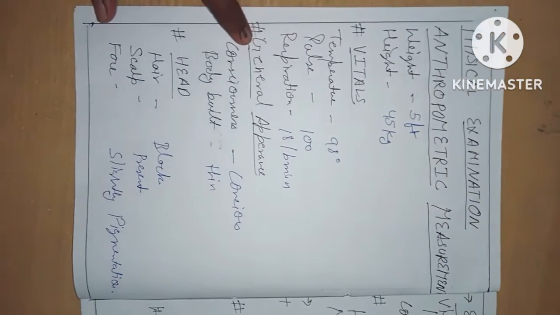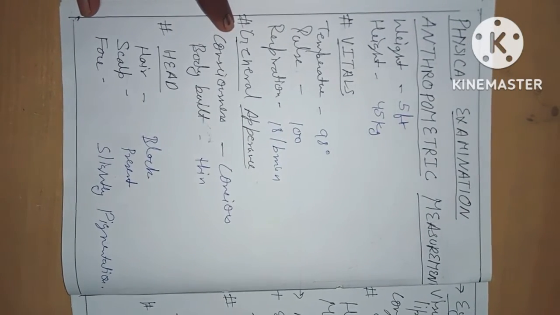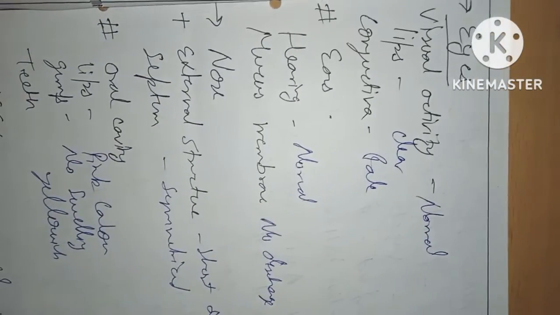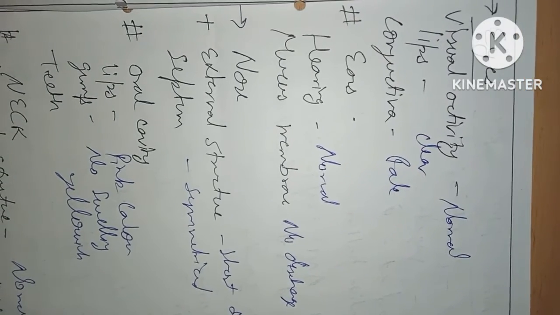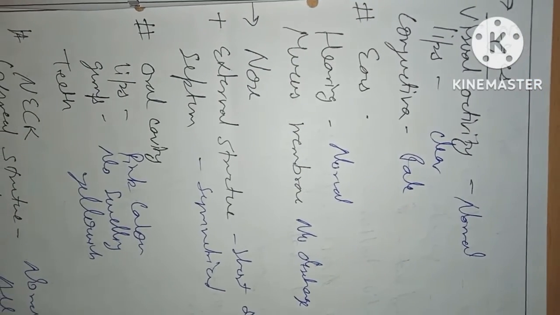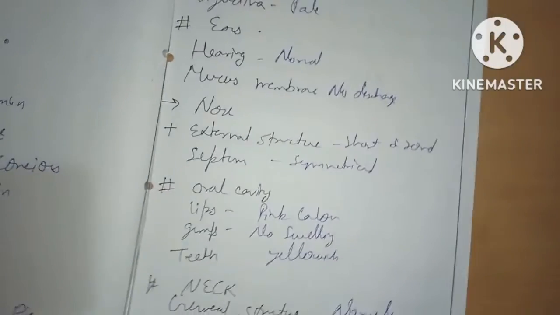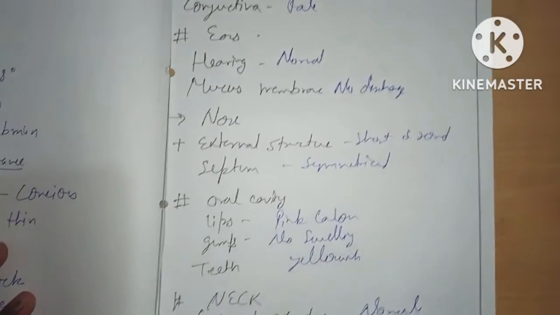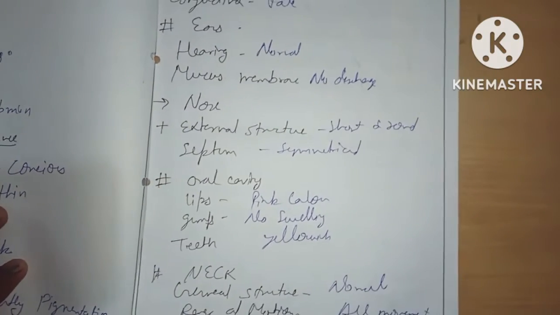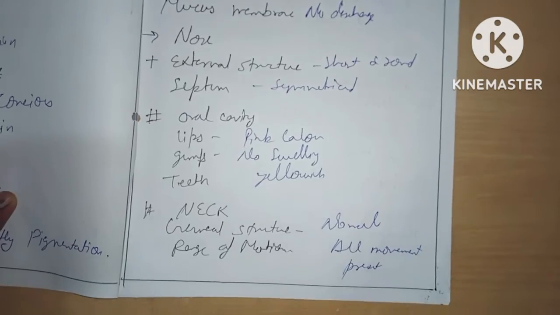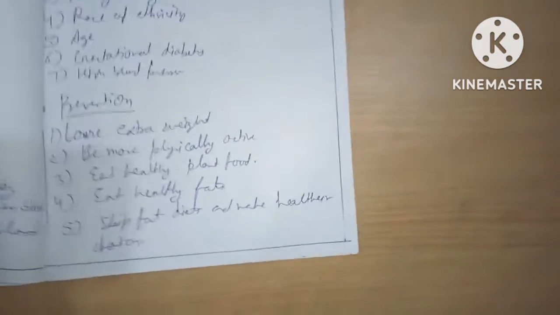respiratory rate, general appearance, consciousness, body build, head, hair, scalp, face. Next it comes to eyes, visual acuity normal, lips clear, conjunctiva pale, ear, hearing normal, mucous membrane no discharge, nose, external structure short, round, septum, oral cavity, lips, gum, teeth, neck, general structure, range of motion is fine.